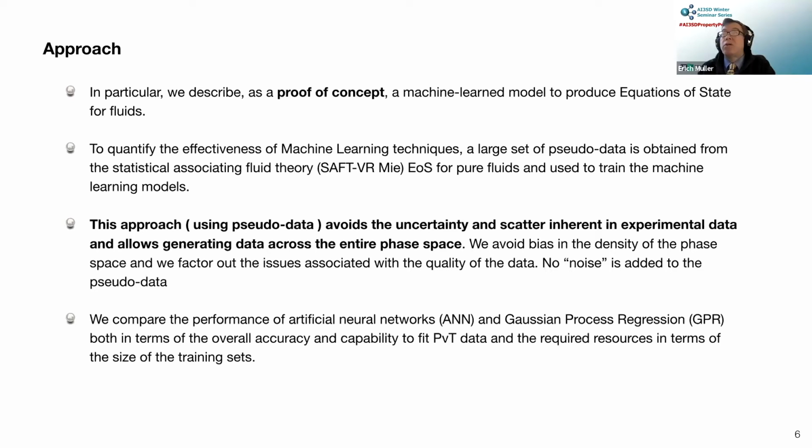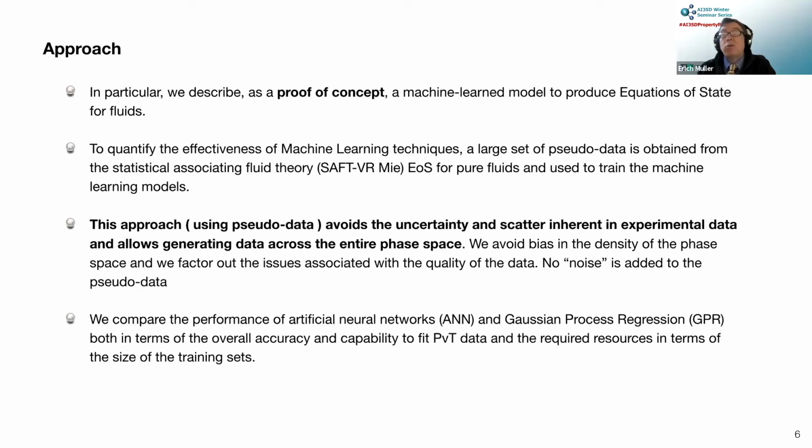We do that by starting with an existing equation of state, a state of the art equation of state, which we know is good. And we use it to generate pseudodata for a large family of fluids and conditions. This allows us to scatter the data, to avoid the uncertainty in the experimental data, and to be able to generate as many data points as we want.